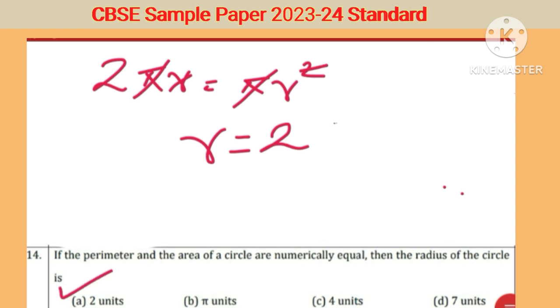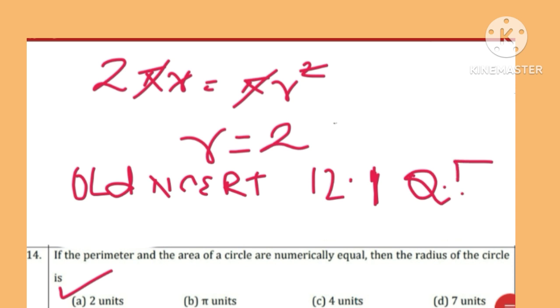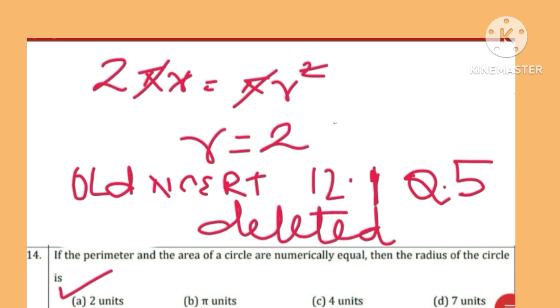I want to discuss a little about this question. This question is same as old NCERT exercise 12.1, question number 5, right? Which is now deleted from your syllabus. It has been deleted from your syllabus, and exactly same question is there in the CBSE sample paper. This is a bit confusing. Same goes with question number 15 also. We will come further. Question number 15 is same as question number 2 of 12.1. So from only one exercise, out of 5 questions, 2 are given in the CBSE sample paper. So it is quite confusing on the part of CBSE.